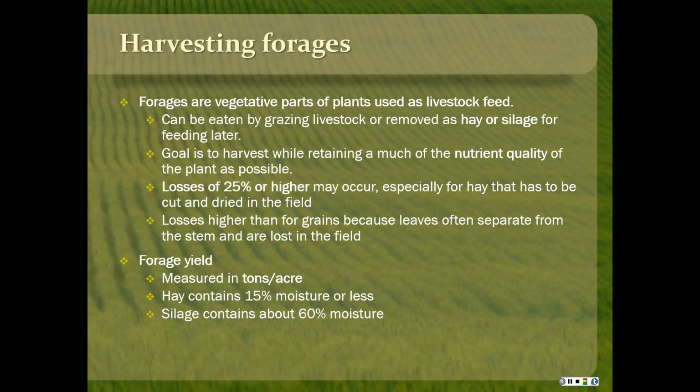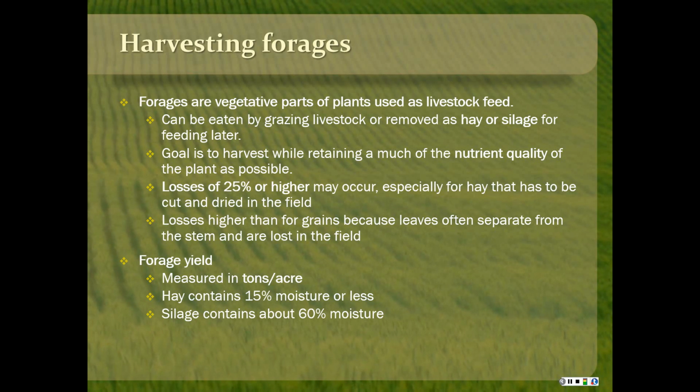But you can have losses of 25% or higher, especially for hay that has to be cut and dried in the field. Losses here are higher than for grain because the leaves often separate from the stem, can blow away or be lost in the field. Maybe they don't get picked up, maybe it rains on it when it's laying there to dry or something.